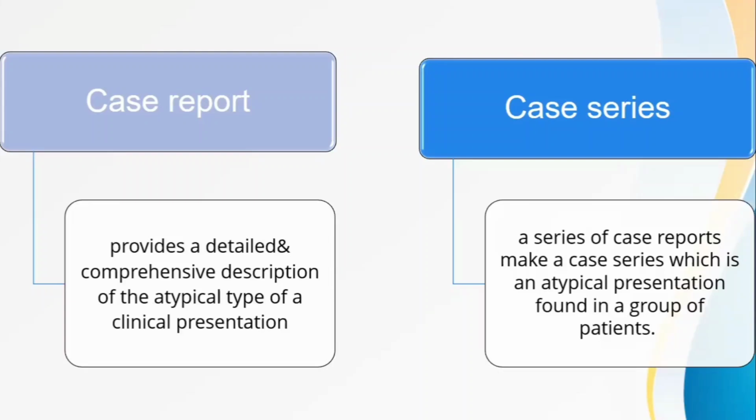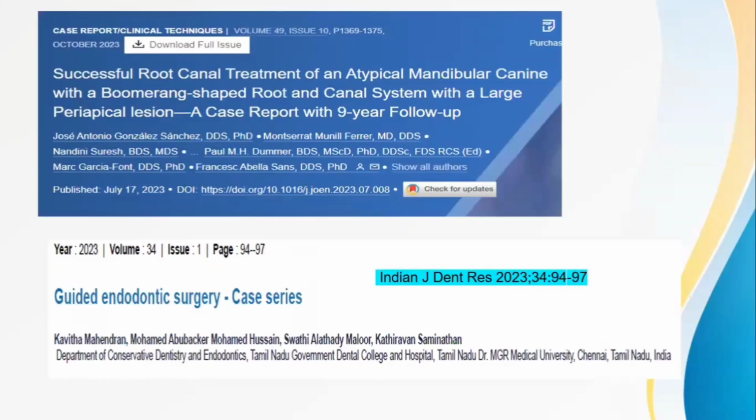However, some of these bring to the fore a hitherto unrecognized disease and play an important role in advancing medical science. This is a case report with a 9-year follow-up in which they have documented a successful root canal treatment of an atypical mandibular canine with a boomerang-shaped root canal system. The second one is a case series published in IJDR. It has 3 case reports of guided endodontic surgery.